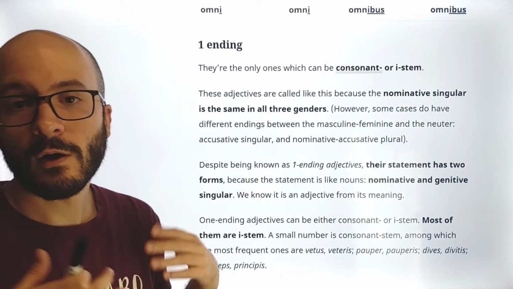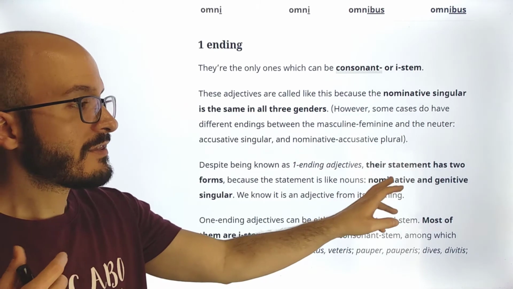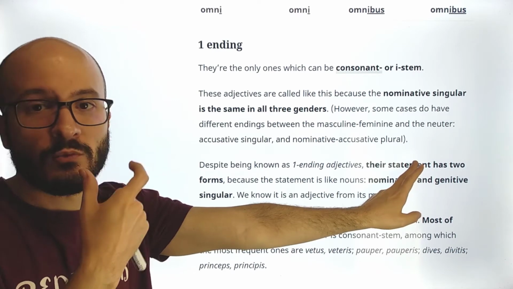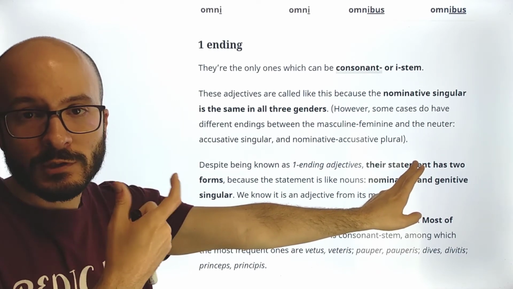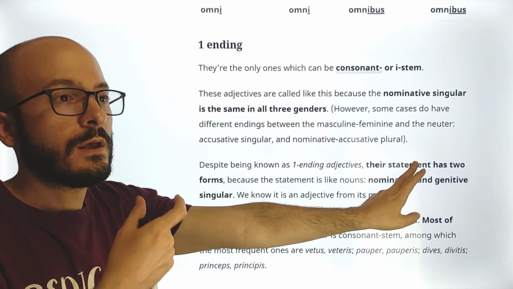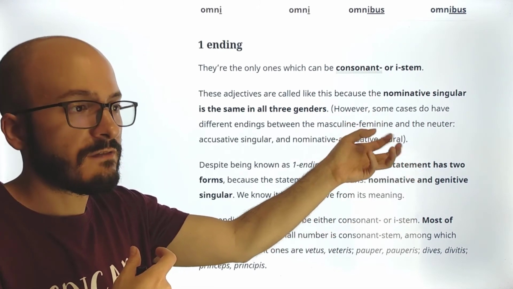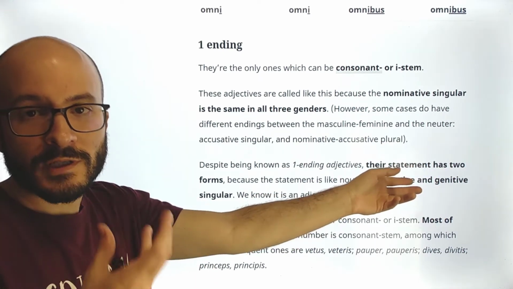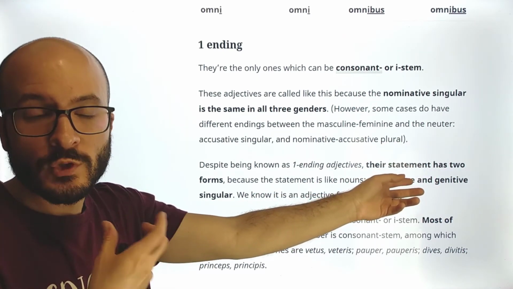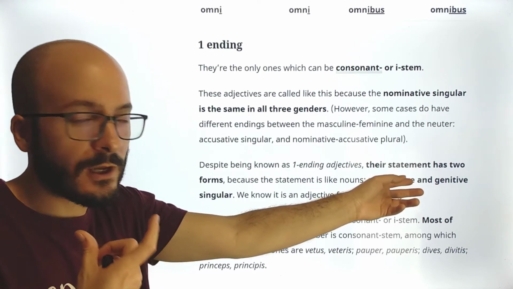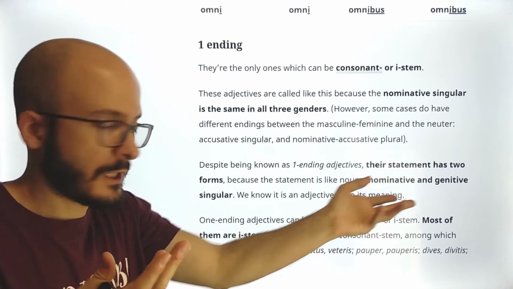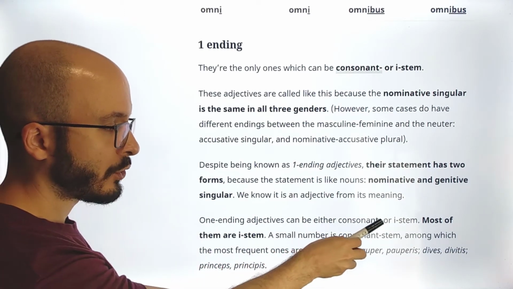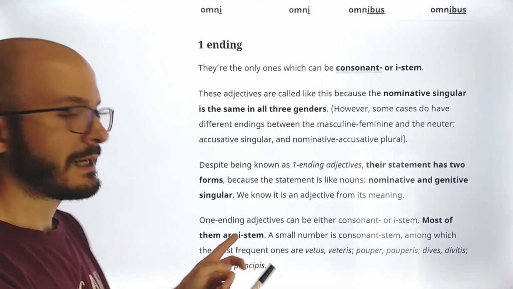And now you might also be wondering, okay, if the statement is the same two forms as in the nouns, nominative and genitive, how do I know from the statement of a word if that word is a noun or an adjective? So just from the meaning. So for example, if it is vetus, which means old, we know that it is an adjective, just that, okay? And we already said, one-ending adjectives can be either consonant or i-stem, but most of them are i-stem.